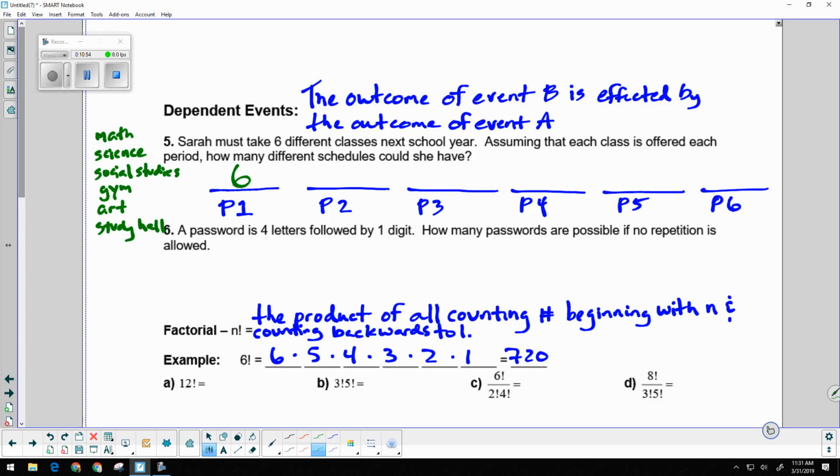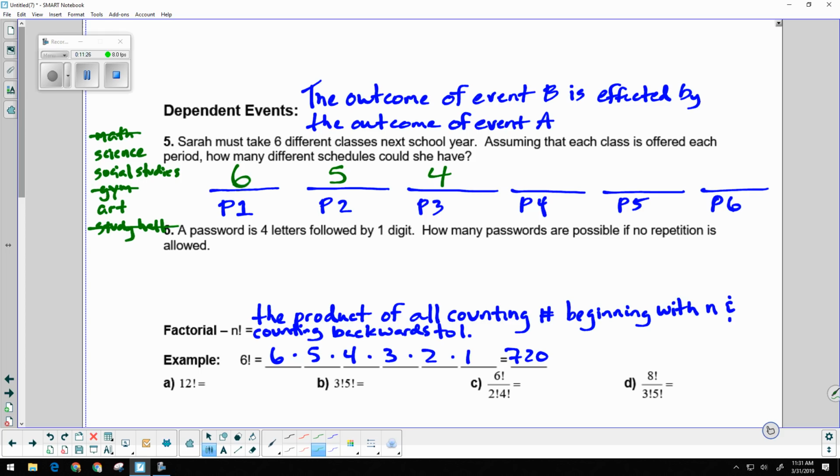Well, let's say she wants to get math out of the way. She just takes math first. That was the one she chose, but she had 6 choices. Now for period 2, she only has 5 choices left because she's already taken math. She doesn't want to take it again. So let's say she took study hall second. Now for period 3, there's only 4 choices.